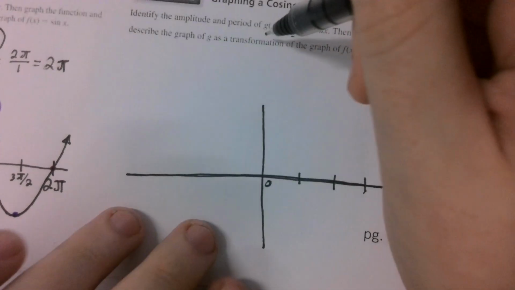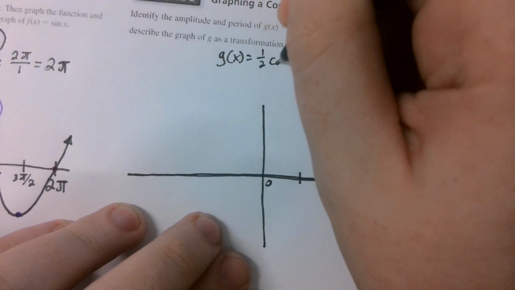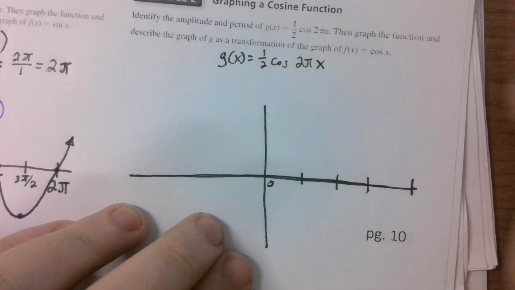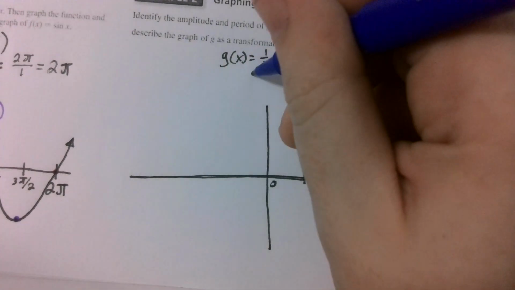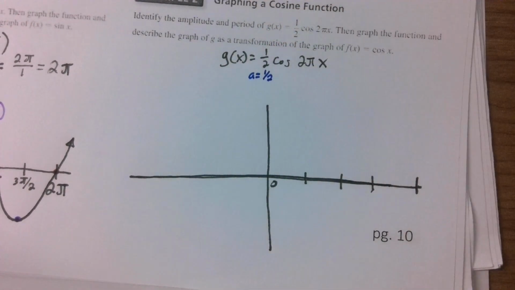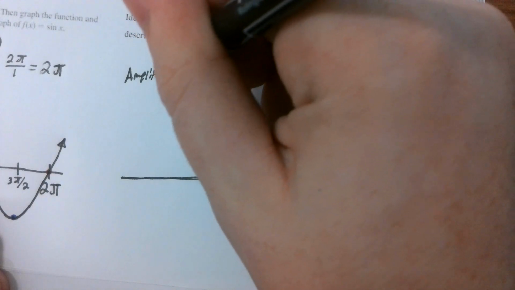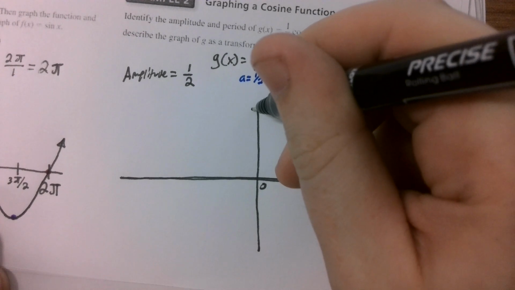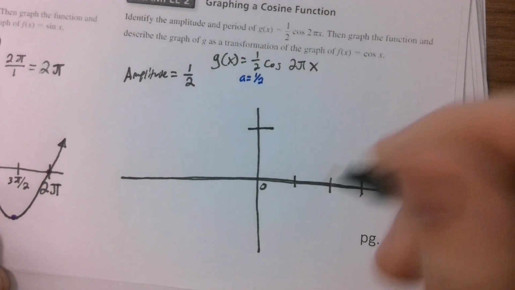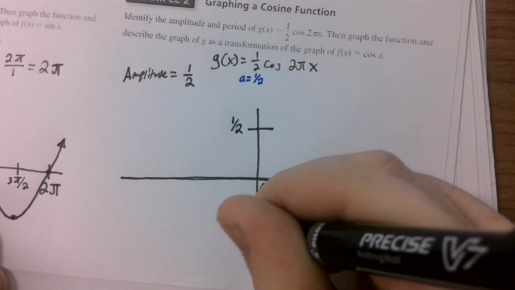So here, we get g of x equals 1/2 cosine of 2 pi x. What's our a value? Well, here the a value would be 1/2. So we know what our amplitude is going to be. The amplitude is just the absolute value of our a value, which equals 1/2. Guess what? We know how high it's going to go above the middle. If the middle is at 0, and the amplitude is 1/2, it reaches a maximum of 1/2 and a minimum of negative 1/2.